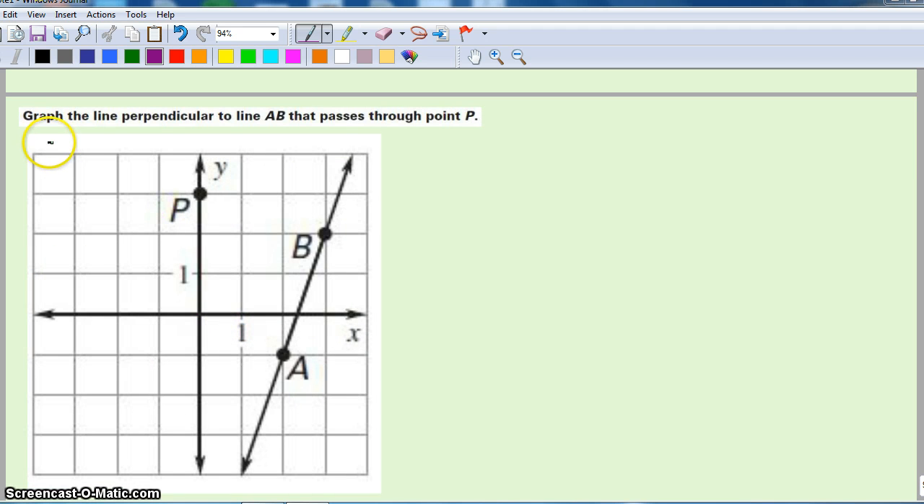Alright. This one says graph the line that is perpendicular to this line. Perpendicular means we're going to make it cross somewhere. And it's not just going to cross anywhere. It's going to cross at 90 degrees. I forgot to go over that earlier. So a very important part in this video. Perpendicular lines make 90 degrees. Remember that. Perpendicular lines make 90.